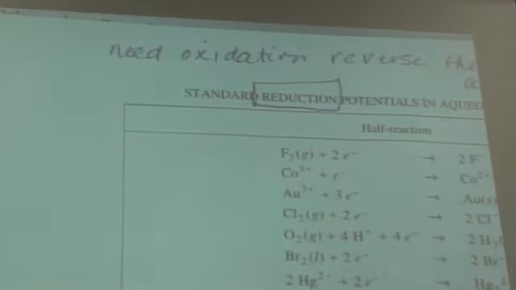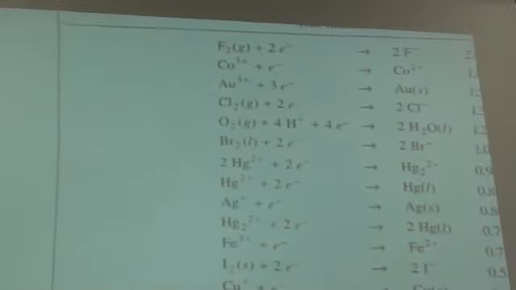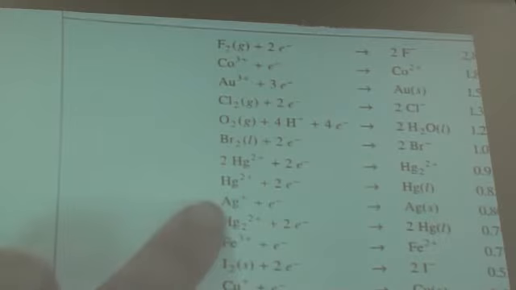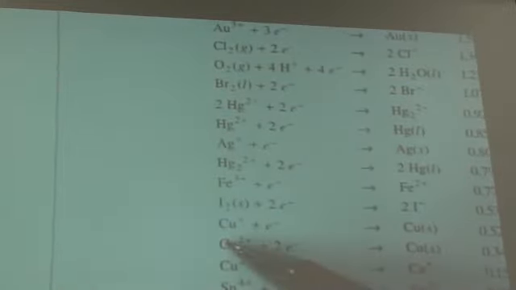So here is the copper. If I have a metal like silver that has a higher potential, then copper is going to be oxidized and the silver will be reduced. However, if I have tin, the copper will be reduced and the tin will be oxidized.